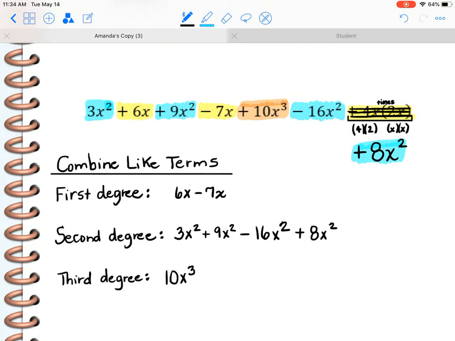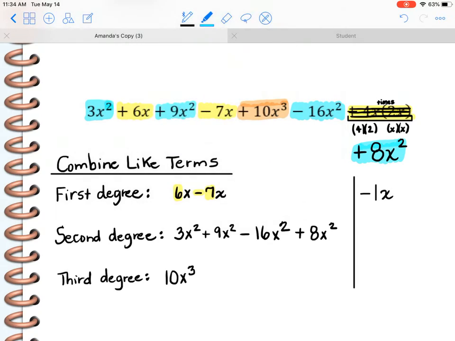Okay, we've got them organized, but we still haven't combined them. So let's go ahead. I'm going to draw a line here so we can do the totals. On my calculator, and I would recommend using a calculator just to keep this straight, we're going to type 6 minus 7. Your calculator doesn't do x's. So 6 minus 7 equals -1. And you want to keep the x attached over there because these are first degrees. So -1x.